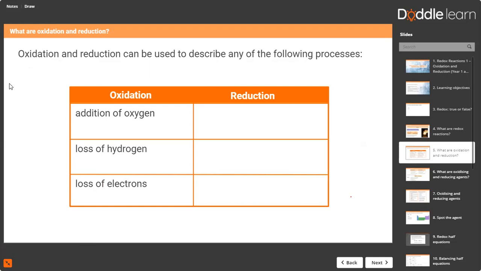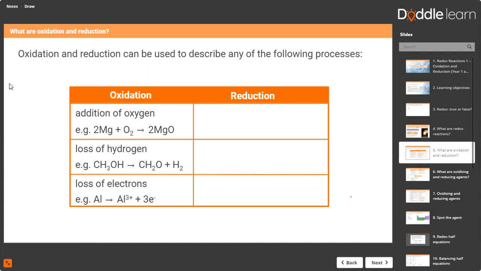If we lose hydrogen, that is also a form of oxidation. Also, if we lose electrons, that is also a form of oxidation. So oxidation is any of those 3 possible processes: either the addition of oxygen, the loss of hydrogen, or the loss of electrons. Reduction, as you can probably guess, is the opposite. But here are some examples.